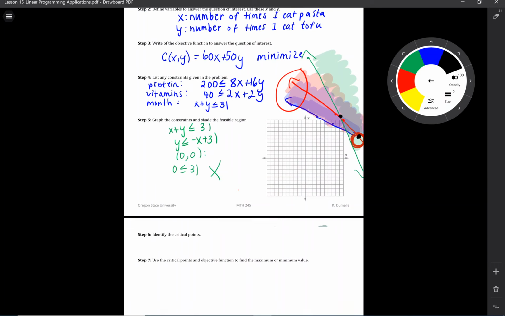So if I intersect between the green and the red, my green one is negative x plus 31. I set them equal to each other. My red one was vitamins, which was negative x plus 20. Oh, sorry, these don't actually intersect today. Sorry about that. It's just the way that I drew the graph looks like it does.